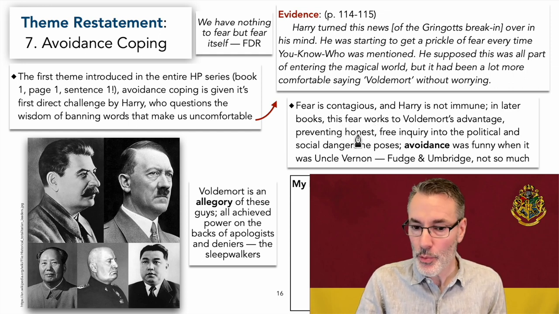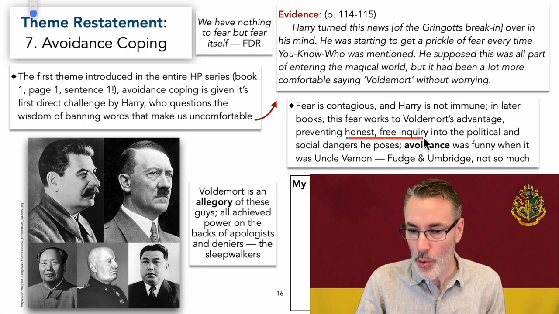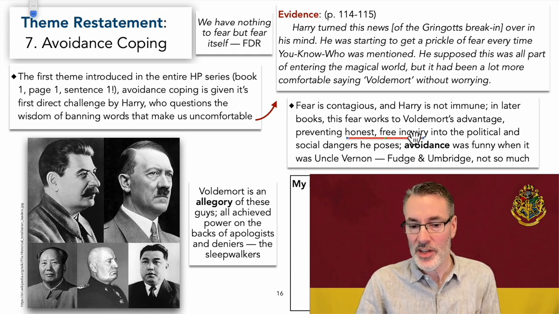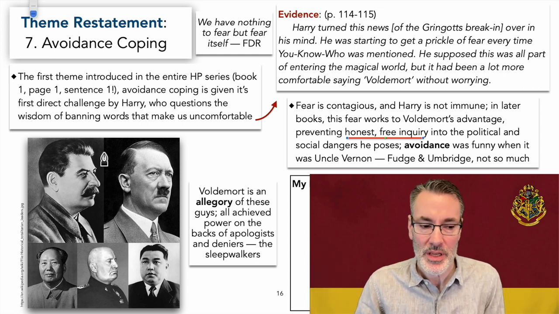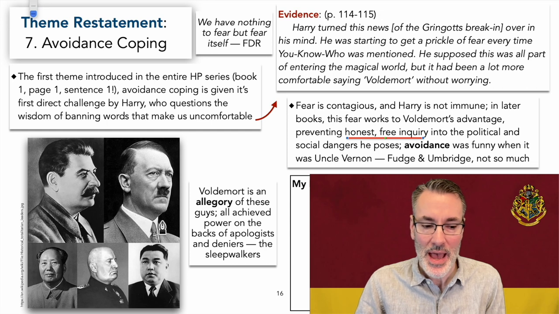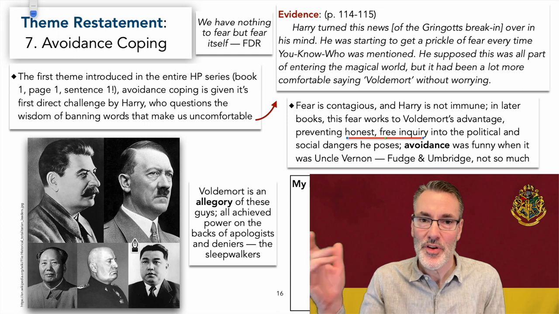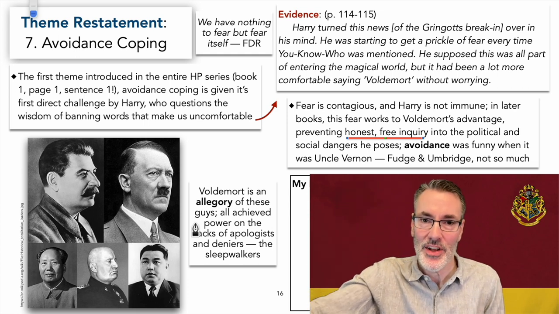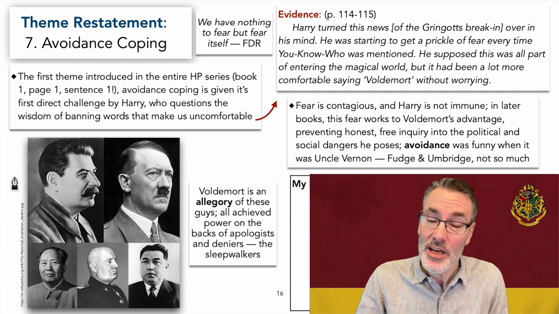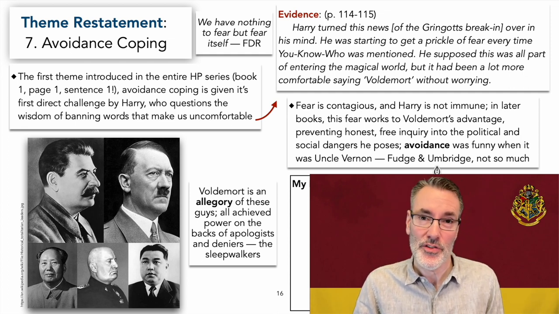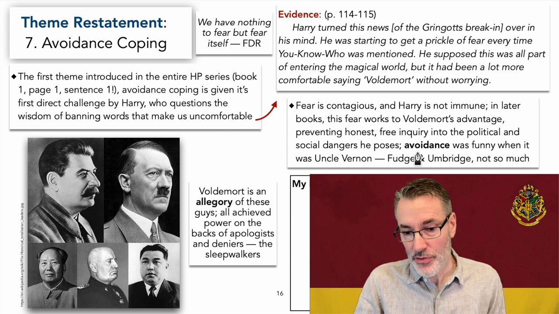In later books, this fear works in Voldemort's advantage, preventing honest, free inquiry into the political and social dangers that he possesses. If nobody's allowed to talk about me, if nobody's allowed to even think about me, if nobody's allowed to say anything bad about my ideas or any ideas, do you see, I'm free to work my magic, my seductive magic throughout the population, and all of a sudden you wake up like Percy Weasley and boom, you're a servant of the tyrant. Dangerous, dangerous, dangerous stuff.